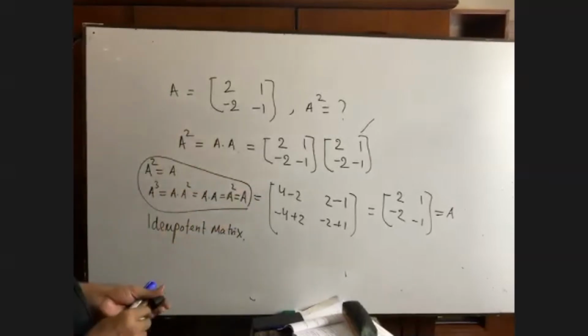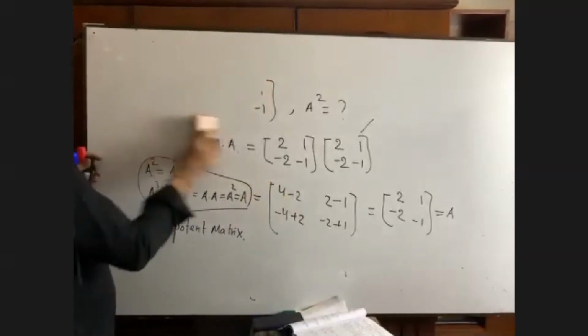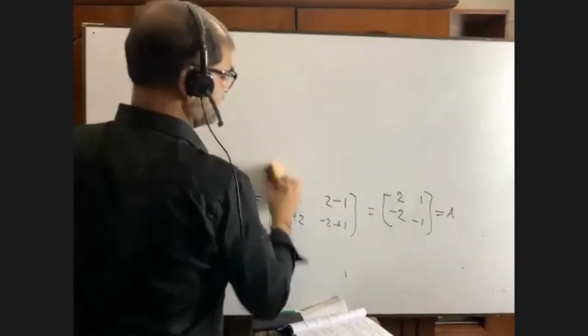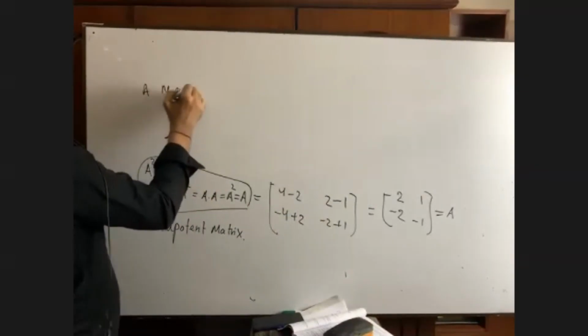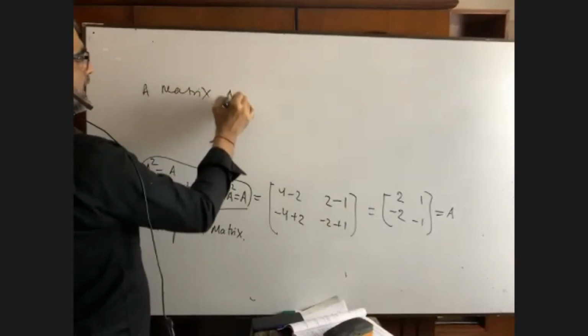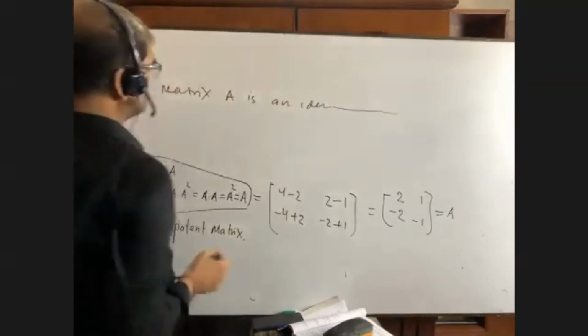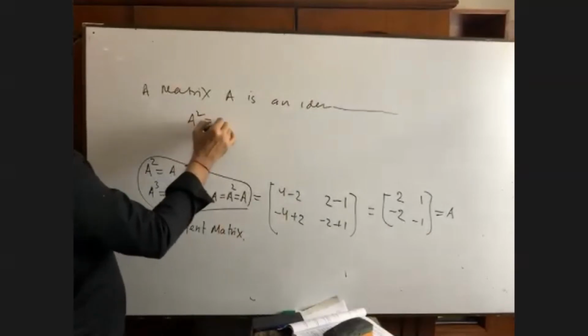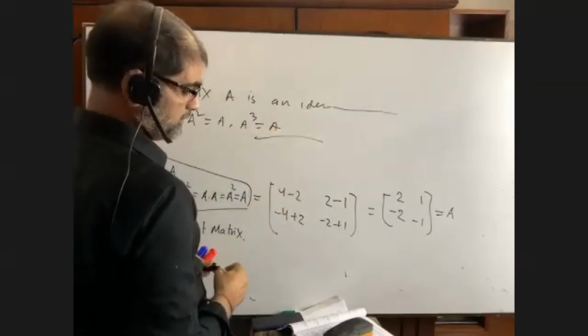Have you got the answer? What is called idempotent matrix? A matrix A is said to be idempotent. Write down: a matrix A is an idempotent matrix if A square equals to A cube equals to A. I think you have got it.